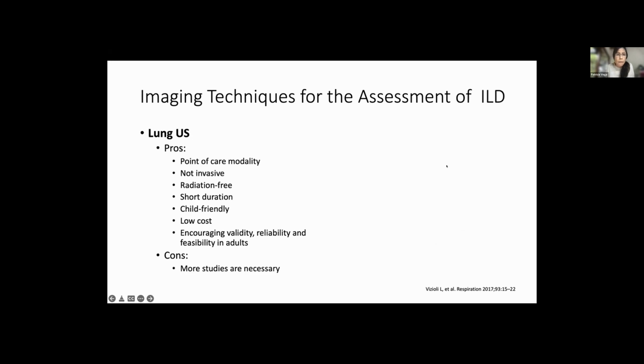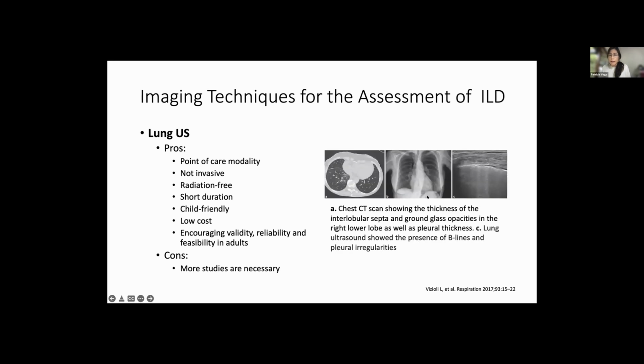again showing that that is not enough for picking it up. Now, lung ultrasound is one technique that they are using more nowadays in adults and has several advantages: it can be a point of care modality, it is not invasive, radiation free, short duration, and for us it's very important that it's friendly in children. It has a relatively low cost, and based on adult studies, we're seeing that it has very good validity, reliability, and feasibility. However, we need to acknowledge that more studies are necessary.